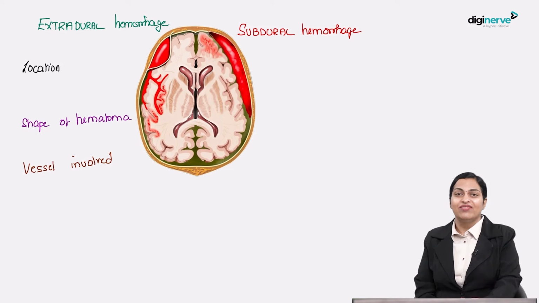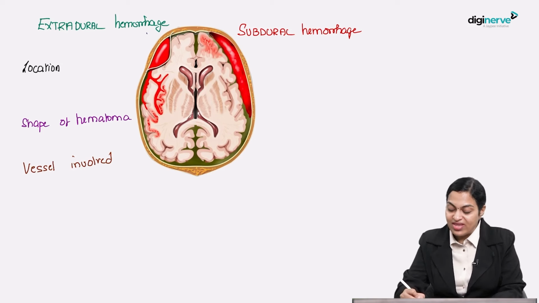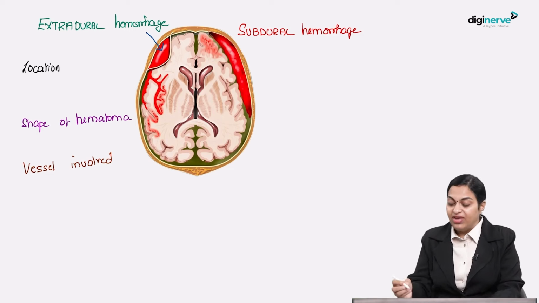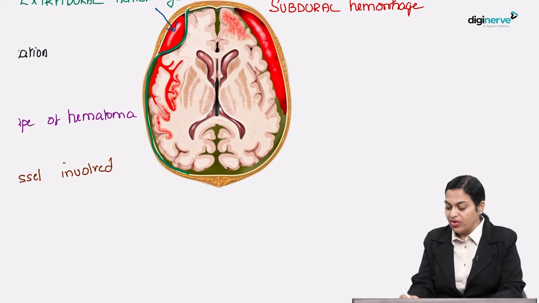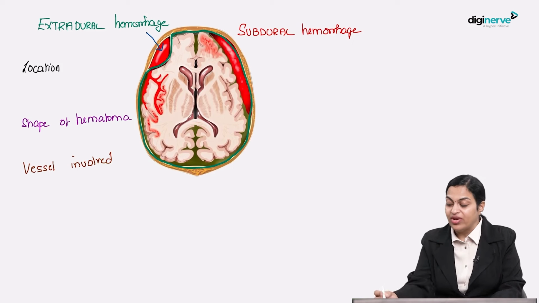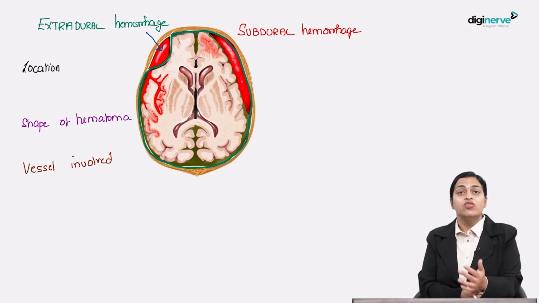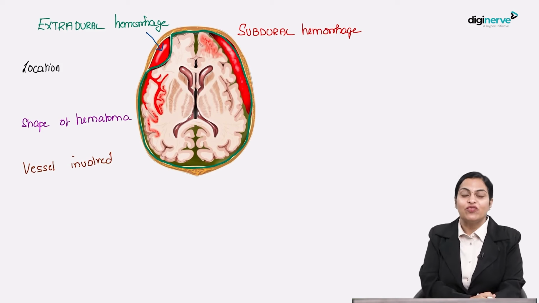So this again is a very frequently asked question in your competitive examination, extradural hemorrhage and subdural hemorrhage, right? So this is the extradural hemorrhage. Where is it located? I would like to show you the dura mater in this picture, right? So this one, which I'm drawing in green color, this is the dura mater. And you can see here in the extradural hemorrhage, the blood lies outside the dura mater. The dura gets stripped from the inner surface of the skull.